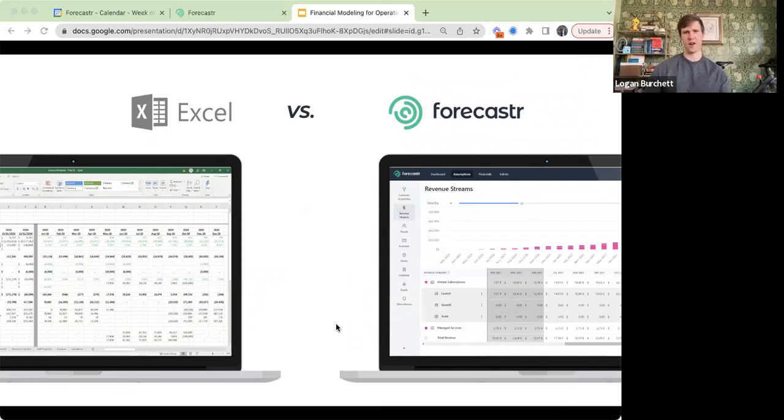And again, we touched on this the past two, but I'll just hit on it really quickly again. What is Forecastr? Well, it's an online software that helps founders build great financial models so that they can understand their numbers, make better decisions, and get funded. So the previous talk last Friday was mostly around the get funded piece. This one is going to be mostly around understanding your numbers and making better decisions.